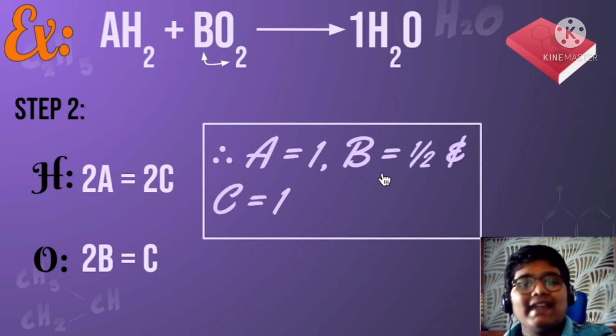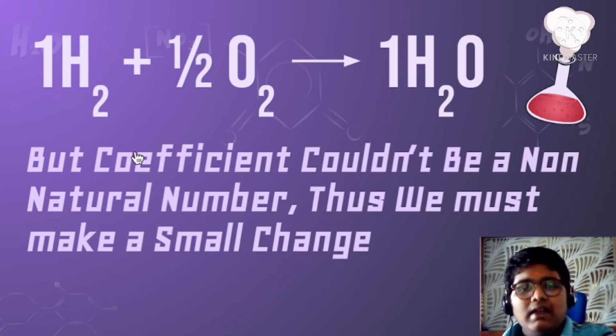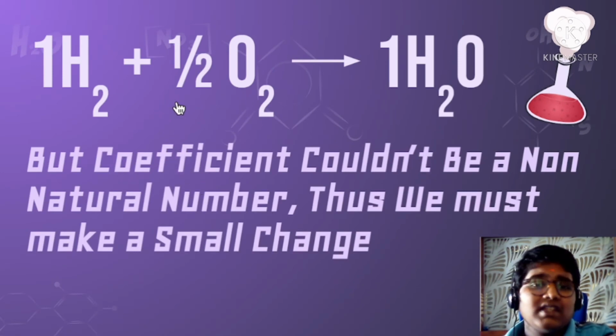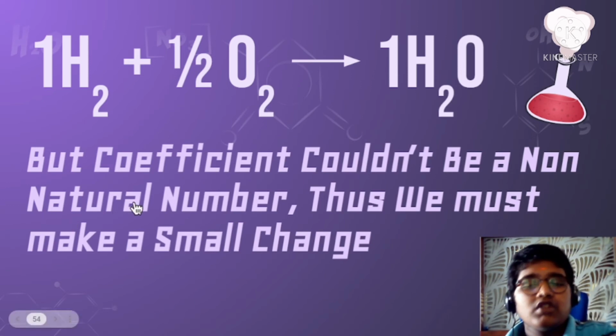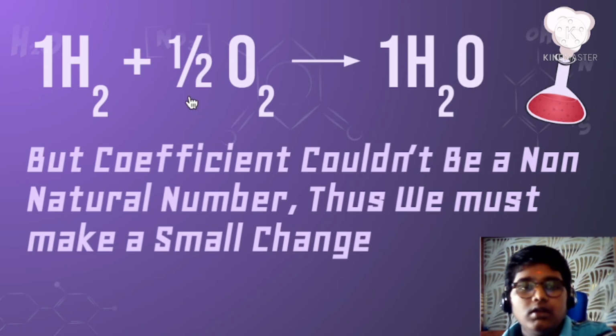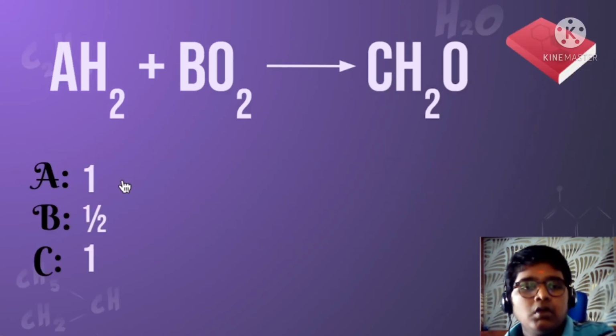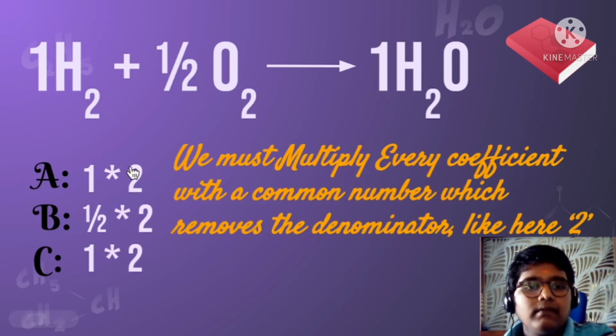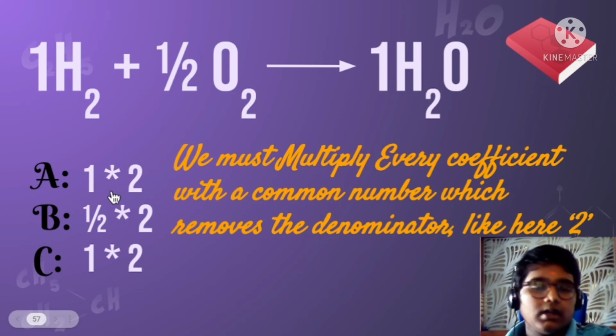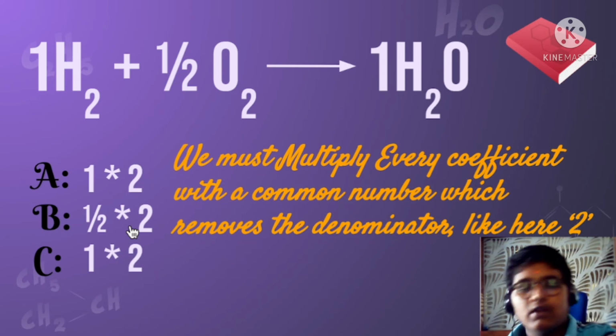From the equations we got A and B, but we can see B's coefficient is 1 by 2, which can't be possible, right? Half a molecule of oxygen, we can't accept it, because a coefficient couldn't be in that form. So we multiply all the coefficients we got by a common number, and we multiply by 2 so that we can cancel this denominator and make it a natural number, or a natural coefficient. So we must multiply every coefficient so that it makes a whole number. The number of atoms should be equal on both sides.